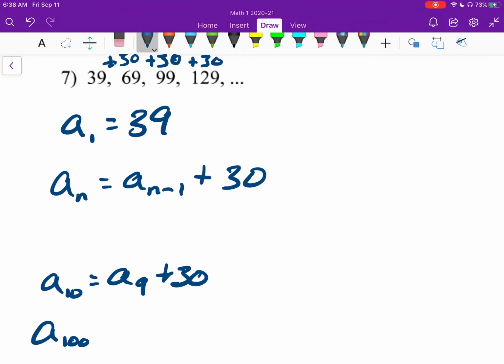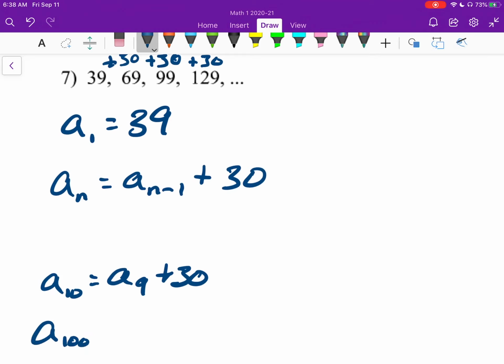I don't know how many times. I guess that would be 99 times, right? So this is very useful. It has its uses, the recursive formula does, but later on we will have an explicit formula. And with an explicit formula, you'll be able to find any of them really quickly. But for now, we're just going to stick with recursives.